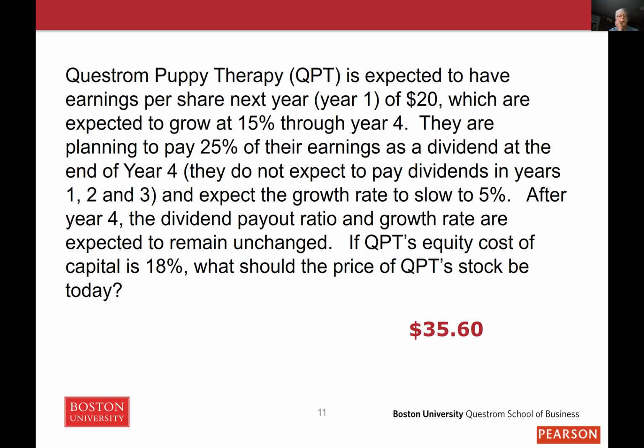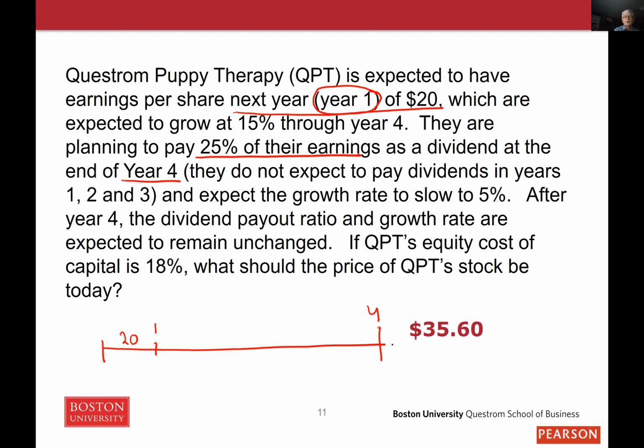All right, so what we have going on here is our earnings per share next year in year one. One of the things we try to do is make sure we're making it clear when next year is. So in this first year here, our earnings per share are $20. At year 4, they're going to pay 25% of their earnings at the end of year 4. So we need to find the dividend at year 4, which is going to be a 25% dividend.